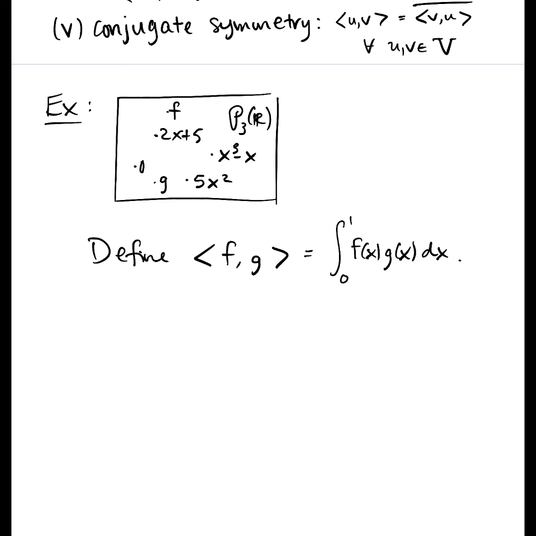And you can check that the 5 properties are all true. Note that the 5th property, conjugate symmetry, is not a big deal in this example because everything's real valued, so complex conjugation doesn't even do anything. And all the other properties are pretty evident. So this really does meet properties 1 through 5 of the definition of inner product.